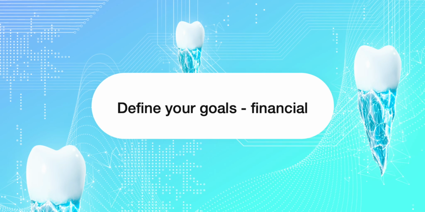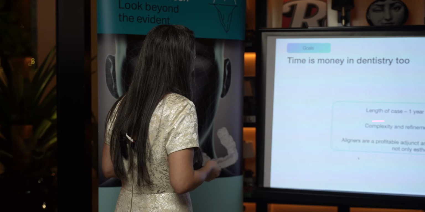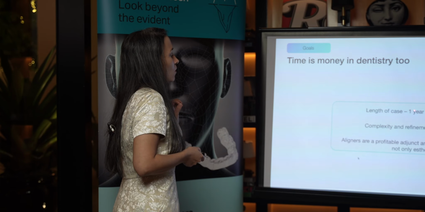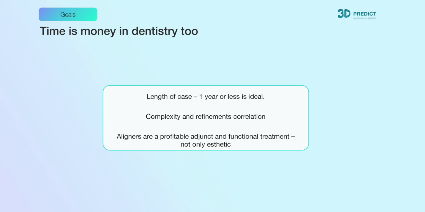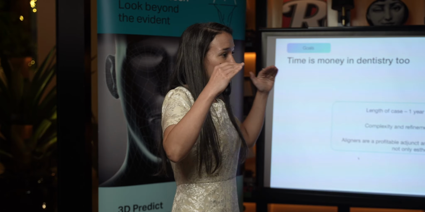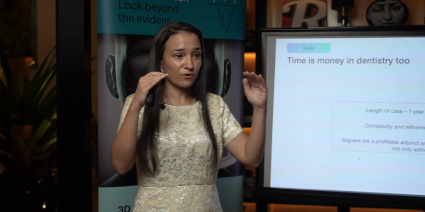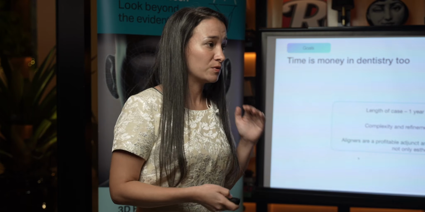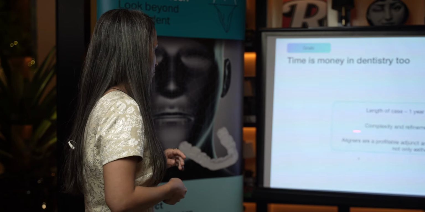So let's talk about your financial goals, because like I said, we're in the business of doing dentistry, right? So always try to shoot for 1 year or less. If you want to be really profitable with aligners, 1 year or less of treatment is ideal. 24 steps, 24 aligners or less is what's really going to be profitable for you.